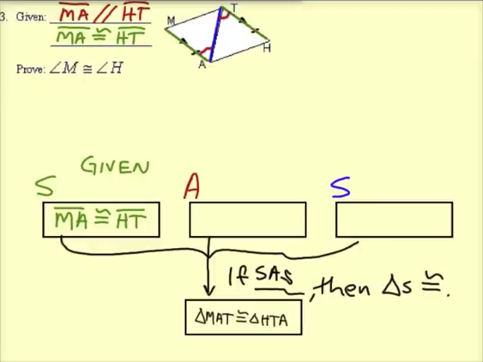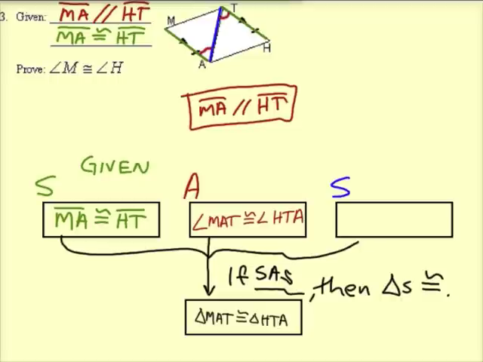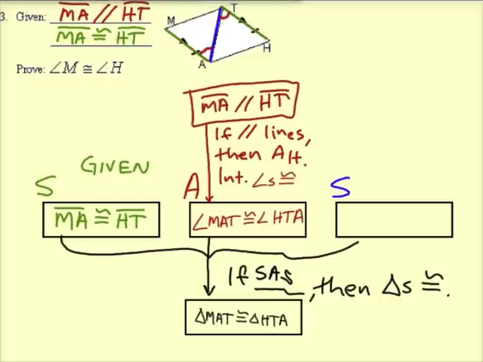Next, we want to talk about the two red angles that we had. We had angle MAT and angle HTA. But why is that true? Well, that's true because of this given information, the two parallel lines. So we have to mention that fact. The fact that MA is parallel to HT: if we have parallel lines, then alternate interior angles are congruent. I know it's a bit abbreviated, but that reason, the connector with the arrow, says if parallel lines, then alternate interior angles are congruent.